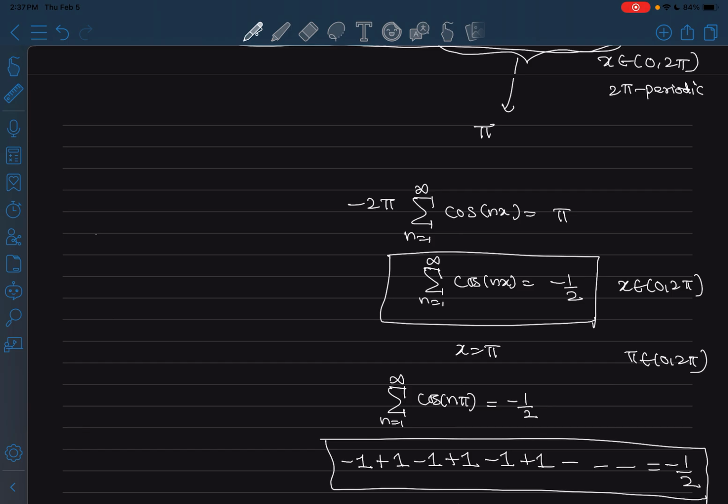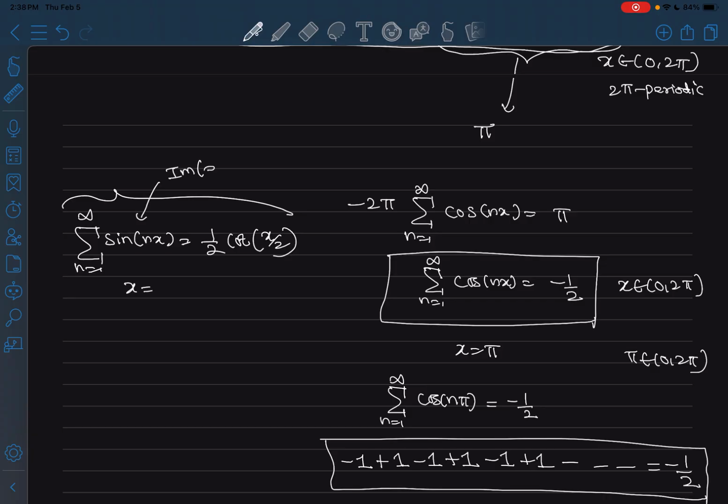Actually, let me give you one more thing. The sum from n equals 1 to infinity of sine nx is actually half of cot x over 2. From here also we can get the same thing, I guess. Because over here, you can get this by writing sine as the imaginary part of e to the i n x. Okay, you can get it that way.